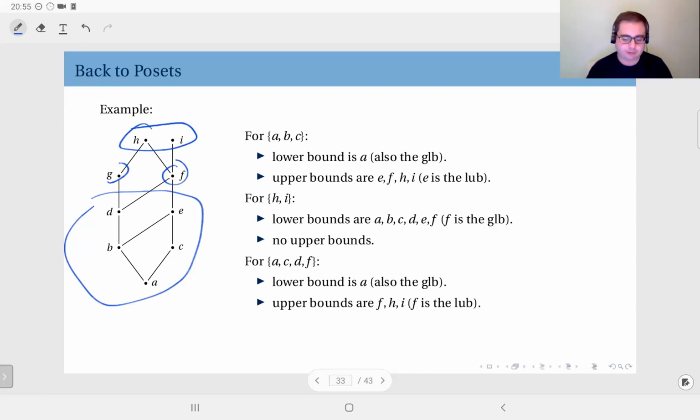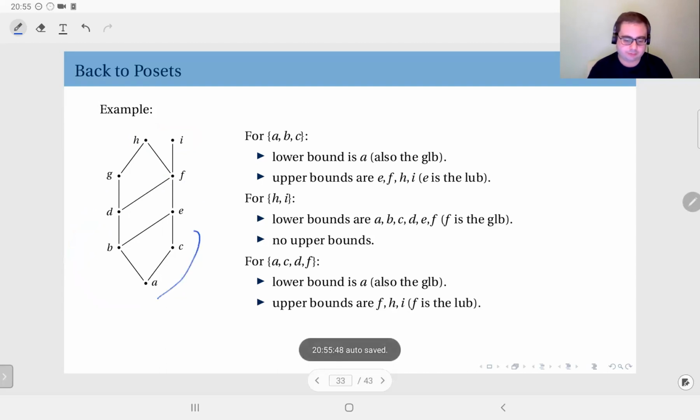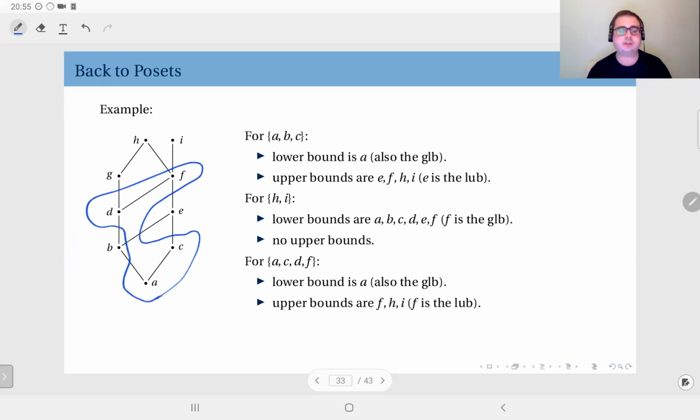Finally, let's look at the subset A, C, D, F. So this is A, C, D, and F. This subset here. B and E are excluded here. And since A is in this subset, it's obviously a lower bound. And it's also the greatest lower bound because it's just by itself.